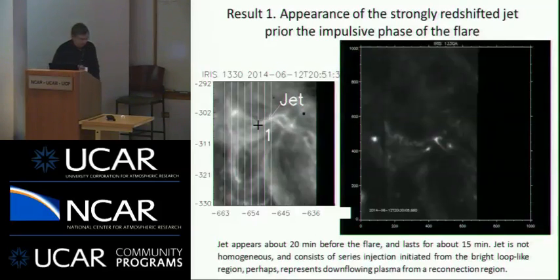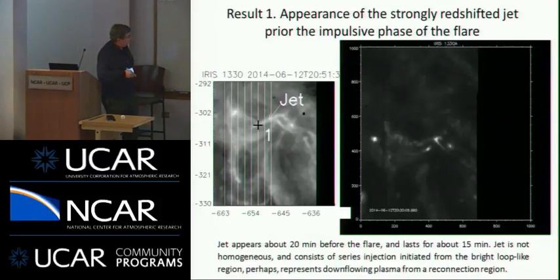IRIS observed in coarse mode, with eight positions of the slit; the slit was scanning. So we have a kind of low resolution in this direction, two arcsecond resolution in the horizontal direction, and 0.3 arcsecond in the vertical direction. It covered part of the flare. It didn't cover the whole flare, but it covered also a very interesting part, including the flare kernel.